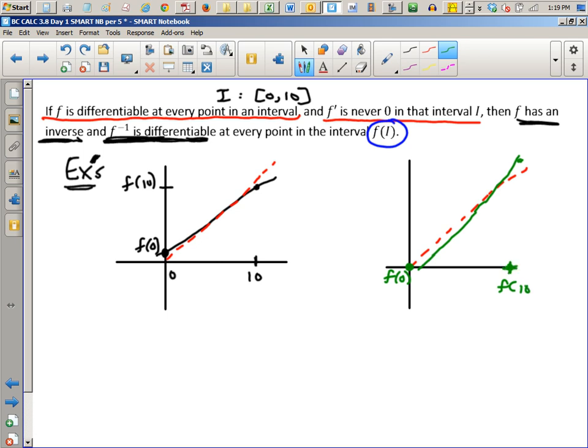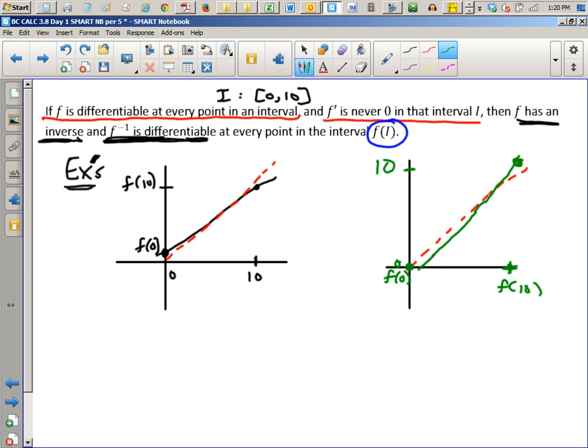The domain and range switch, see? And this is 0 and 10 now. The y values are the 0 to 10. So we are saying that the inverse graph is differentiable over f of 0 to f of 10. And I forgot my parentheses there. Okay, so that's what that last part means.